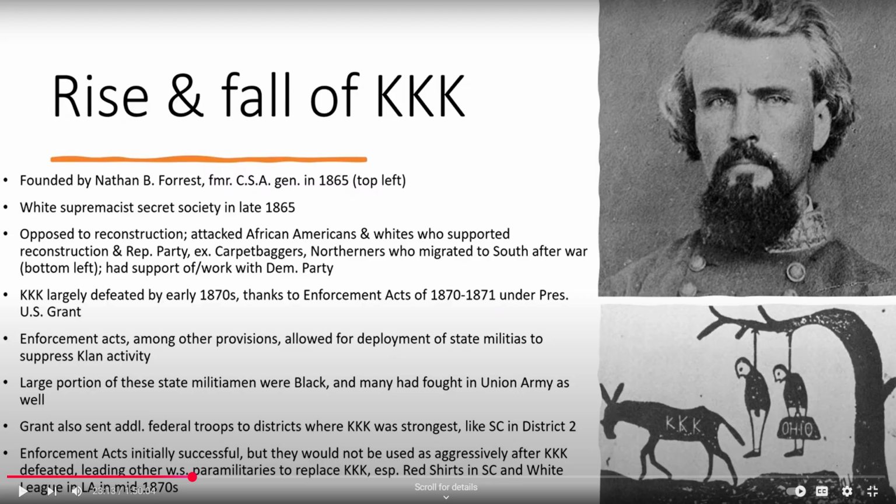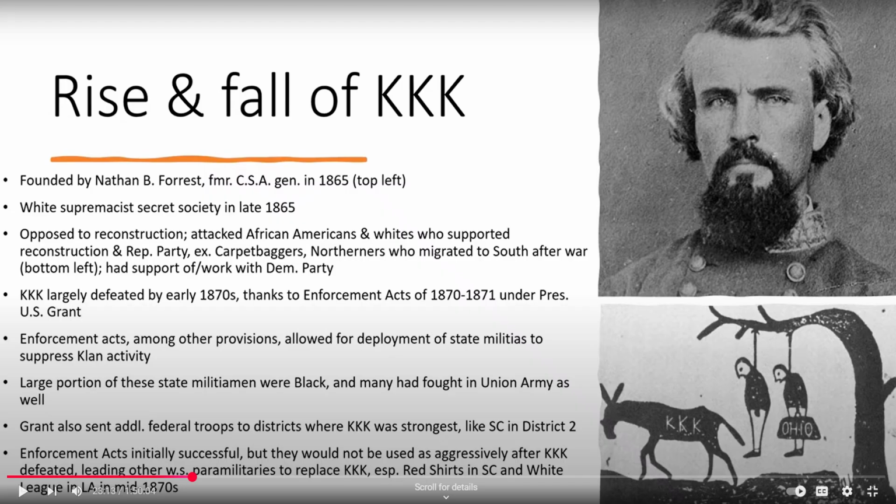I mentioned some of these things before, so primarily focus on the images here. The KKK was started in 1865, but they're largely going to be defeated in the early 1870s thanks to policies that were supported by President Ulysses S. Grant. These are the Enforcement Acts of 1870 to 1871. The enforcement acts, they allowed for state militias to suppress Klan activity, along with the U.S. Army that was still left in the South as well.